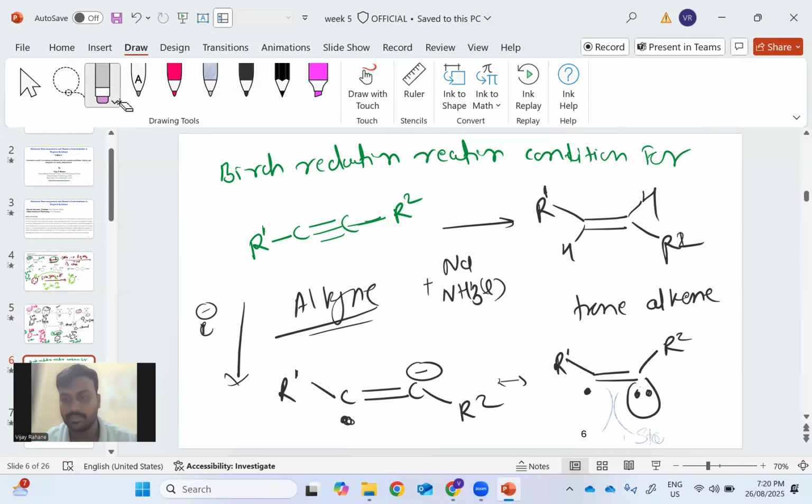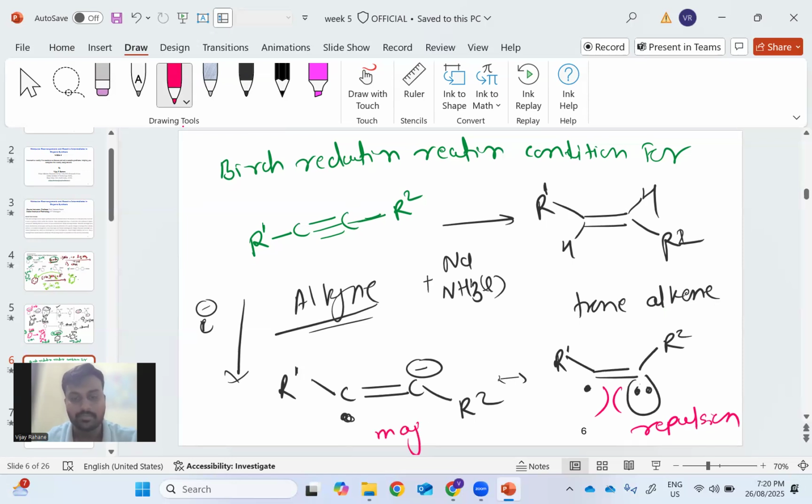Let us draw with some other color. Not steric repulsion. There will be a repulsion due to same charges. And that's why the trans one will be the major.